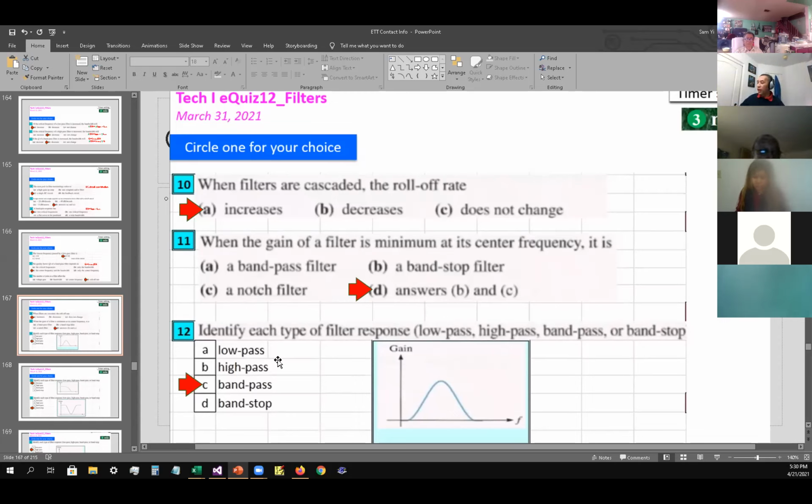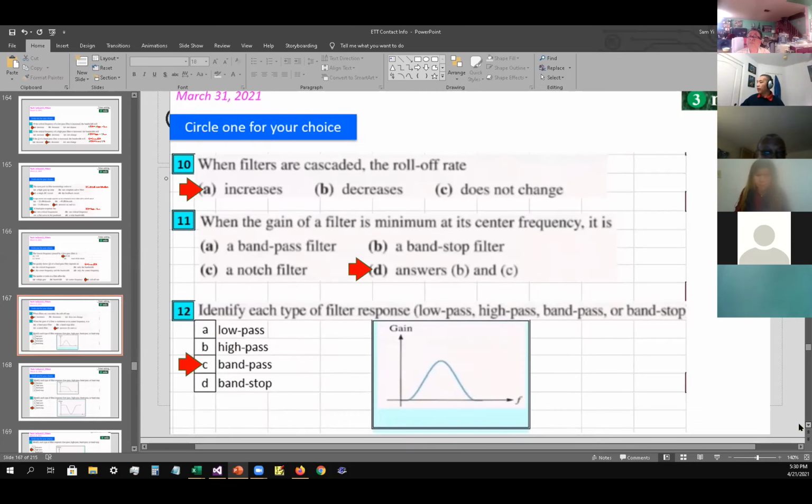Number 12, identify each type of filter response: low pass, high pass, band pass, or band stop. Looking at this one, you have a maximum at the center frequency right here, so this represents a band pass. So C is 12. Anybody having questions? Good. So the next one.